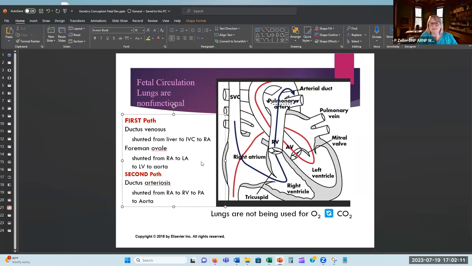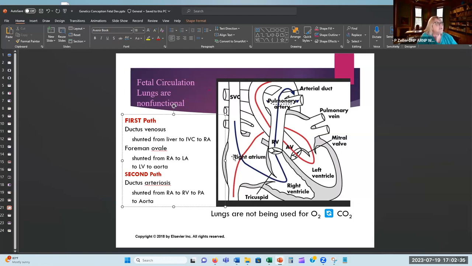We don't need the lungs. The fetus doesn't need the lungs because the baby's receiving oxygenated blood from mother. Okay, so there's no lungs. The lungs are being perfused a little bit, but not much. Okay, and that's the major difference. And that is the difference why it circulates differently, because the blood is being shunted away from the lungs.